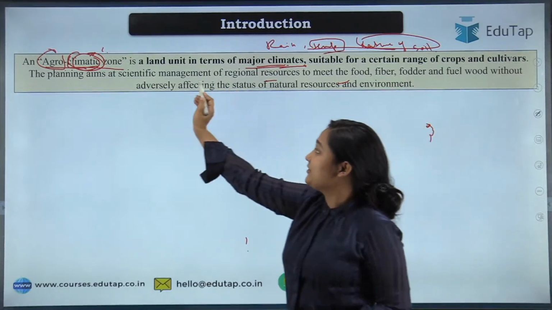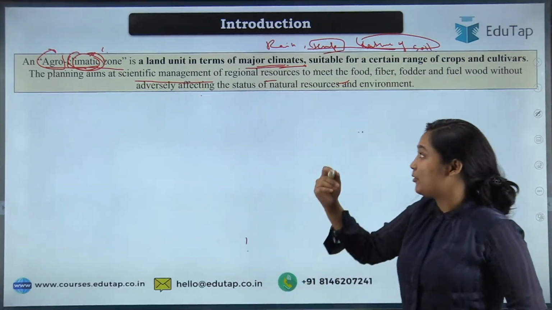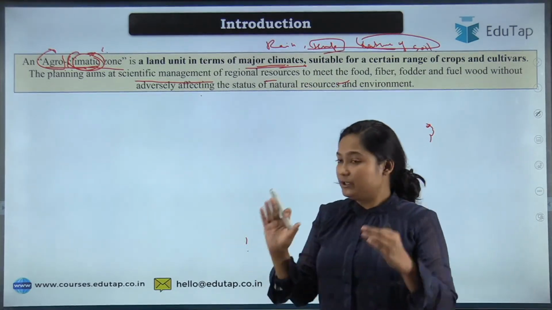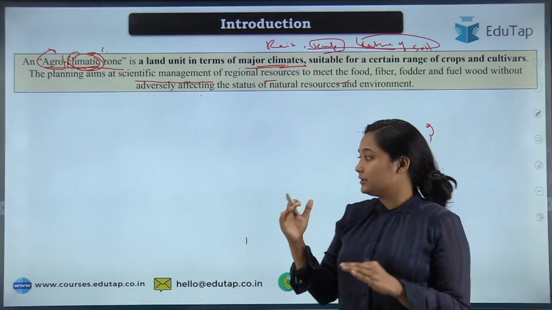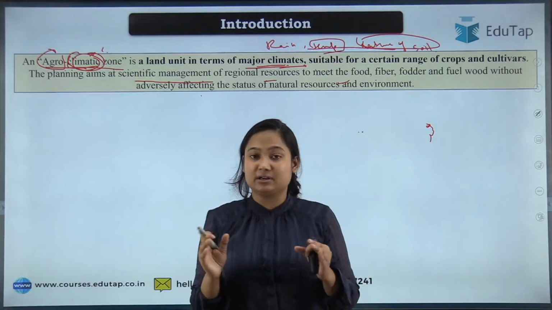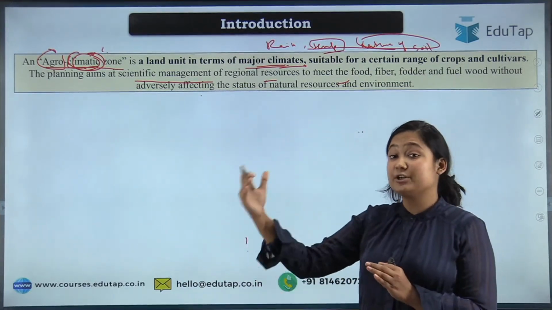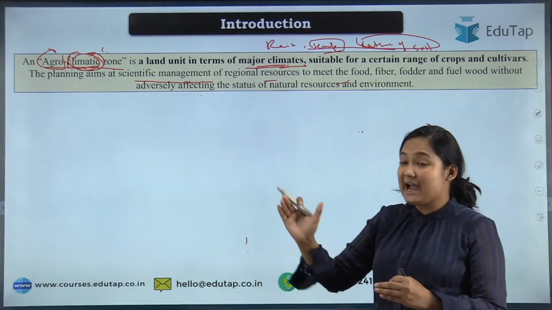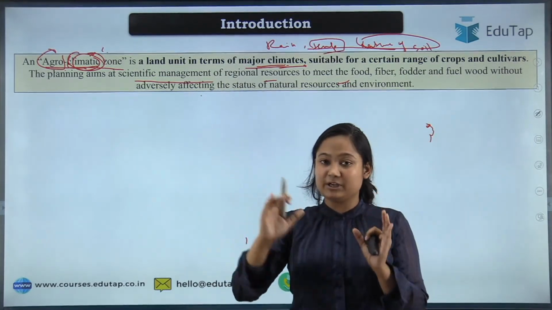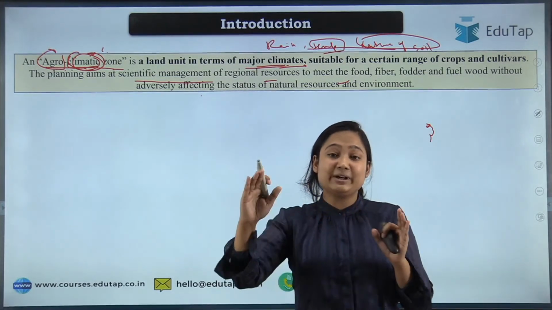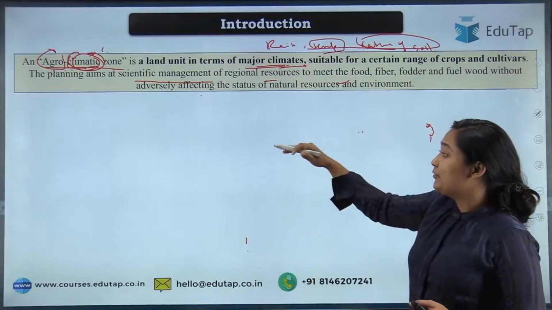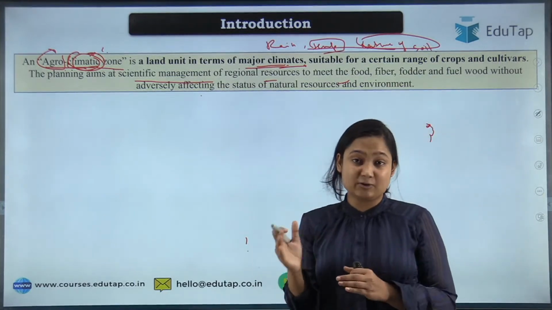So if you need scientific management, if you want to implement any policy, you need to have a clear knowledge of climate zone. So we need to divide our geographical area according to the agroclimatic condition. That means according to temperature, according to humidity, what kind of soil they have. And where there is uniformity in an area, if area A and area B both have the same temperature, you can put them in one zone. We will see how India is divided into different agroclimatic zones.